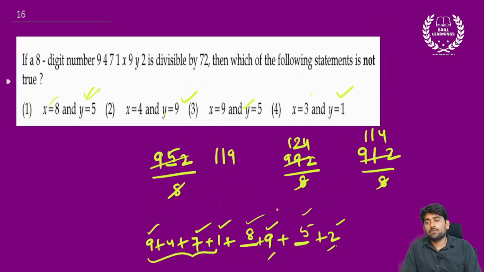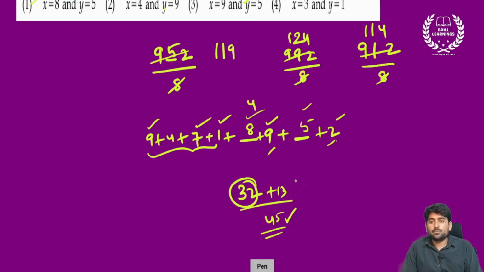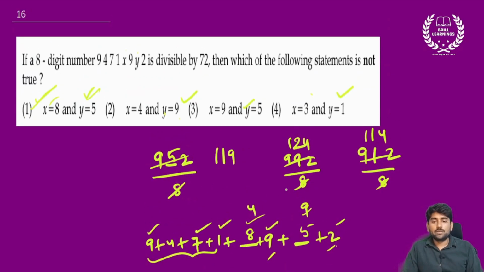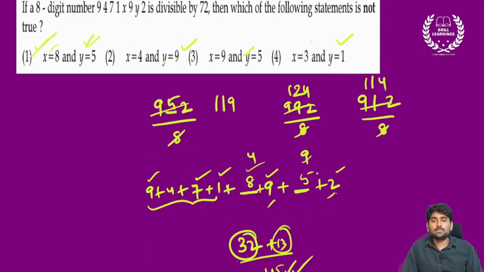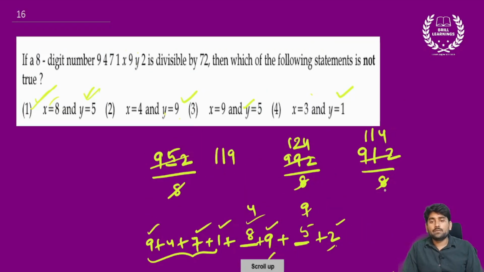45 is a multiple of 9. So the first one is a right answer only. Second one, in the x place we need to put 4 and in the y place 9. Here also 13 only. So add this 13 to 32. That is also a multiple of 9 only. Let's check the third option. 9 plus 5, that is 14. If I add 14 to 32, it gives me 46, which is not a multiple of 9. So the third one is the right answer here.